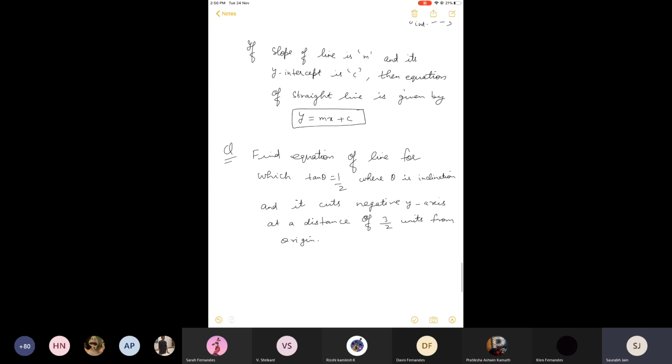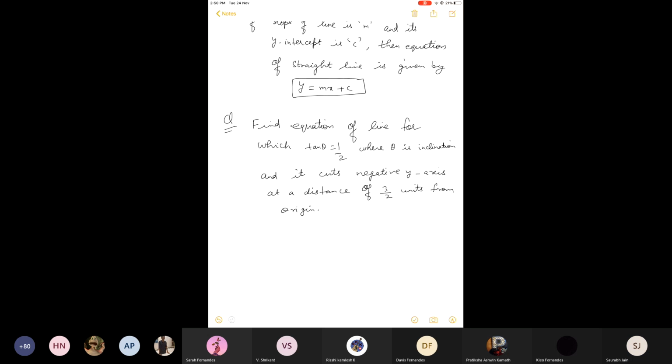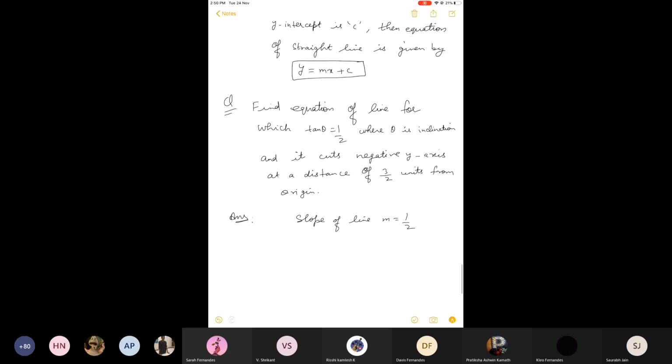So as you can see, in the initial part, they are discussing about the slope. So what is the slope of line? Slope of line is half, because tangent of inclination is slope only. Now can you tell me what is the value of C here? So 3 by 2 units. Is value of C 3 by 2?